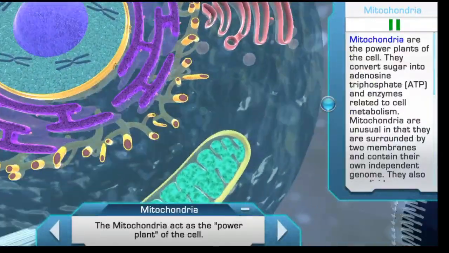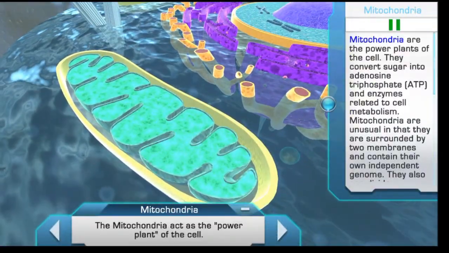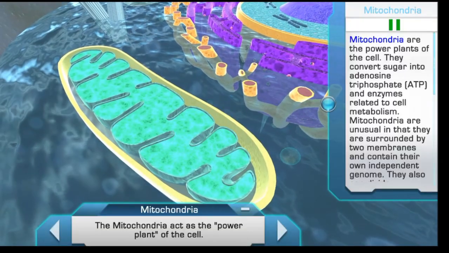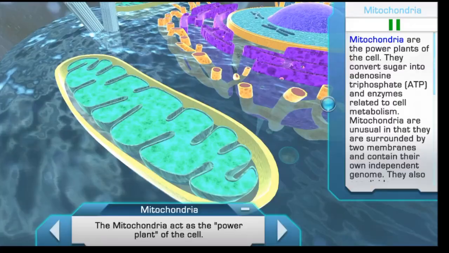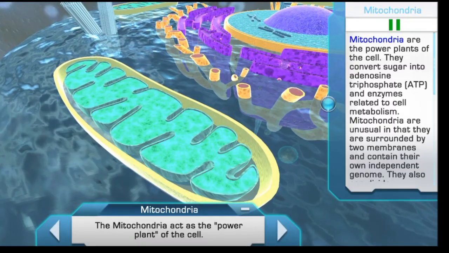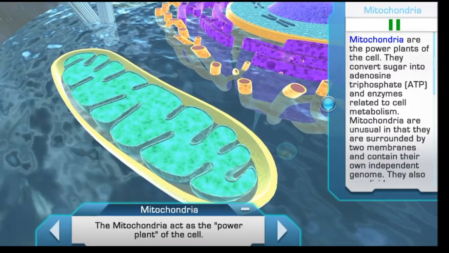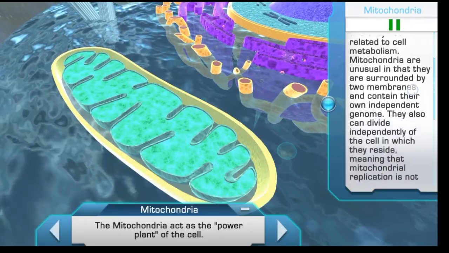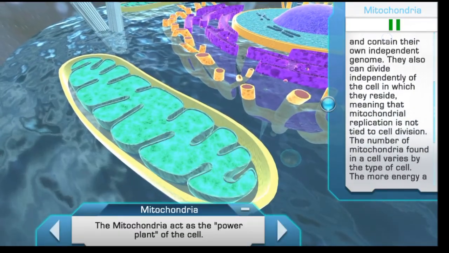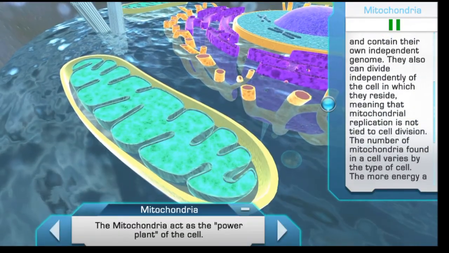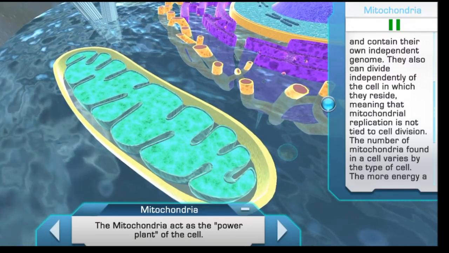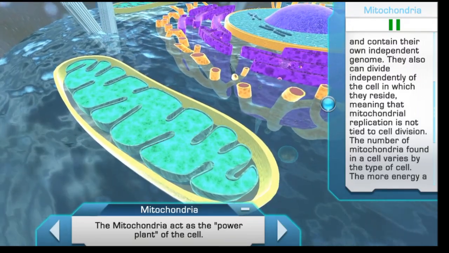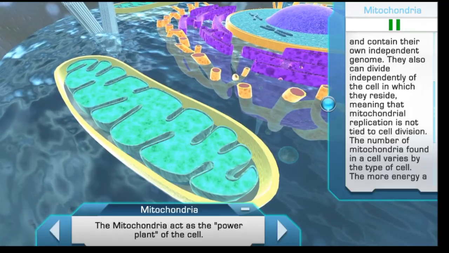Mitochondria are the power plants of the cell. They convert sugar into ATP and enzymes related to cell metabolism. Mitochondria are unusual in that they are surrounded by 2 membranes and contain their own independent genome. They also can divide independently of the cell in which they reside, meaning that mitochondrial replication is not tied to cell division.